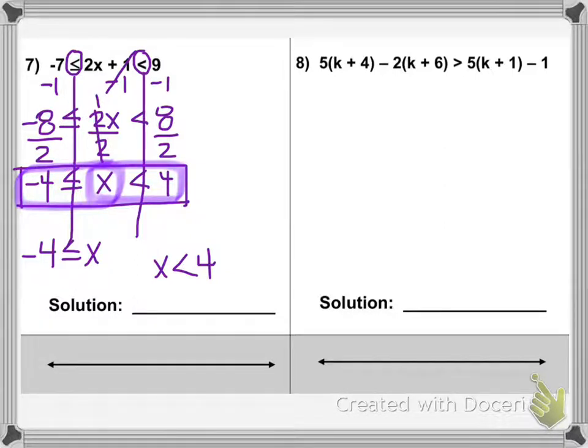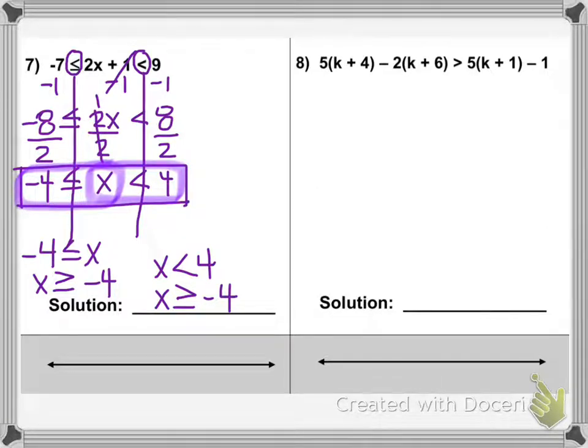So if I switch the x and the negative 4 to get x on the left, that's great, but I also have to flip my symbol. So let me do those two things. I'm going to put x on the left, negative 4 on the right, and I'm going to switch that less than or equal to greater than or equal. So my other solution is x is greater than or equal to negative 4. So I have two solutions. X is less than 4 and x is greater than or equal to negative 4.